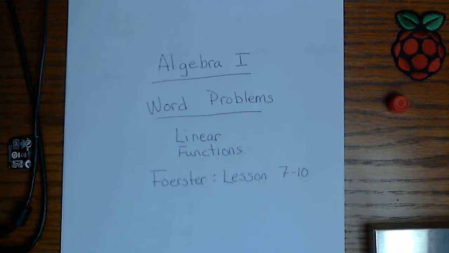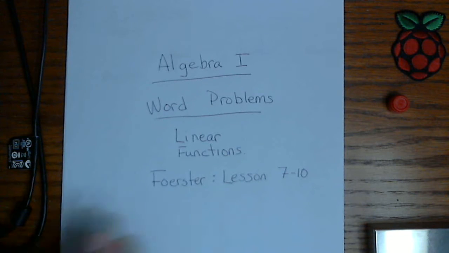Hi there. We're still working on Algebra 1 word problems, linear functions, and tonight I'm going to talk to you about a particular type of word problem. It's very, very similar to the other problems that we've been working on in this lesson so far, but it kind of gets a different reputation. It's called a mixture problem, and let me explain to you what it looks like.